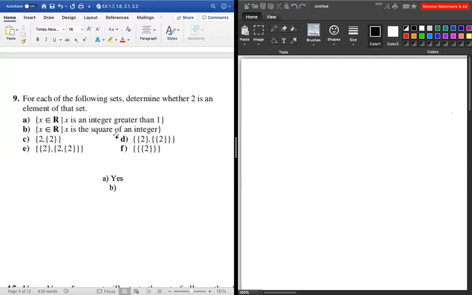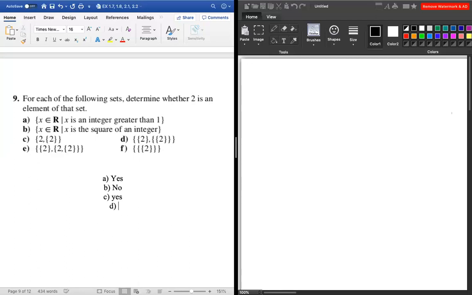Now we have the square of an integer. As we saw earlier, 2 is not a square of any number, so the answer here is no. In part C, we saw that 2 is a member of the set, so it's a yes.